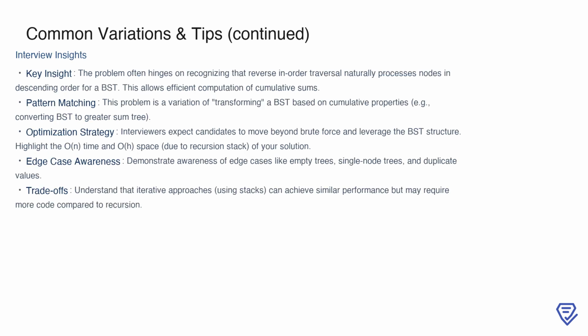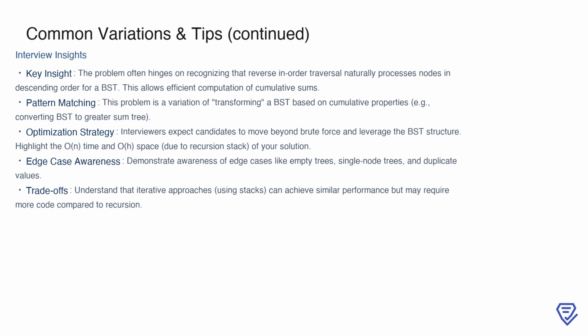To succeed in an interview setting, it's crucial to understand the core insights behind this problem. The key realization is that reverse in-order traversal processes nodes in descending order for a binary search tree, which is perfect for computing cumulative sums efficiently. This is a classic example of transforming a BST based on cumulative properties, and recognizing this pattern can help you identify similar problems. Interviewers often look for candidates who can move beyond brute force methods and fully utilize the structural advantages of BSTs to achieve O(n) time complexity and O(h) space complexity, where h is the height of the tree.